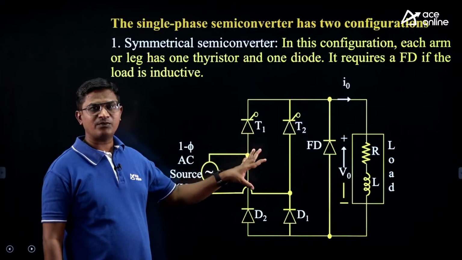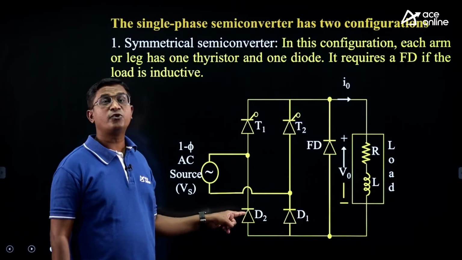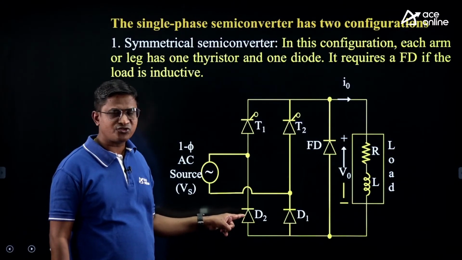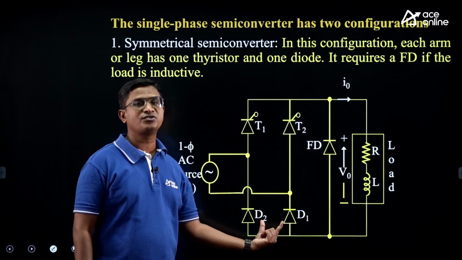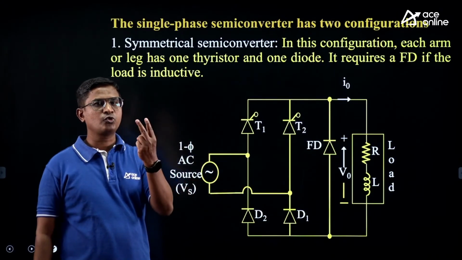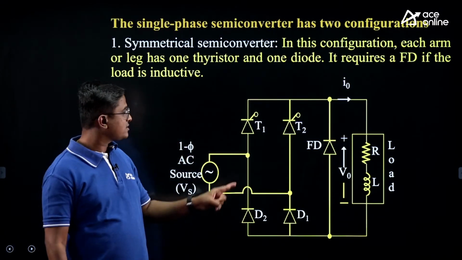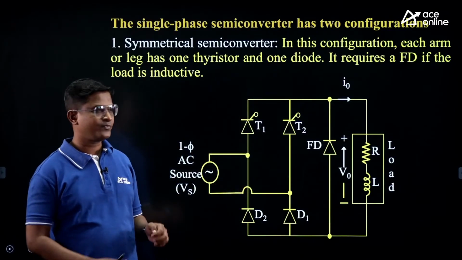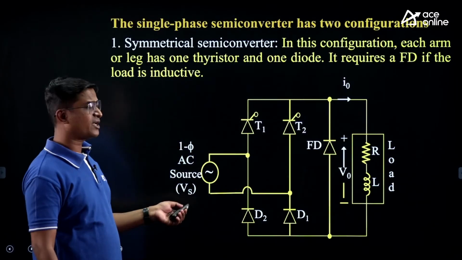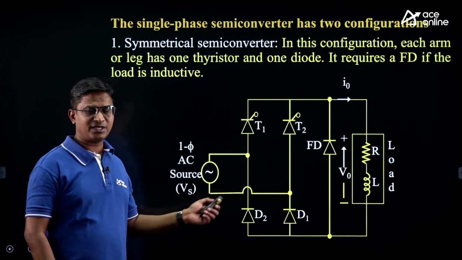And why is it a semi converter? Because we have these 4 switches, 1, 2, 3, 4. Out of the 4 switches, 2 are controlled switches and the remaining 2 are uncontrolled switches. That's why it is half controlled, or semi controlled, or a semi converter, right? Generally semi converters are used with the RL load.